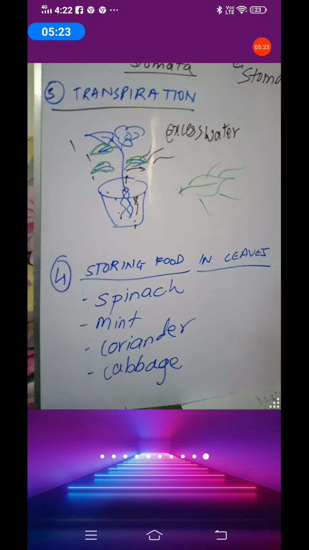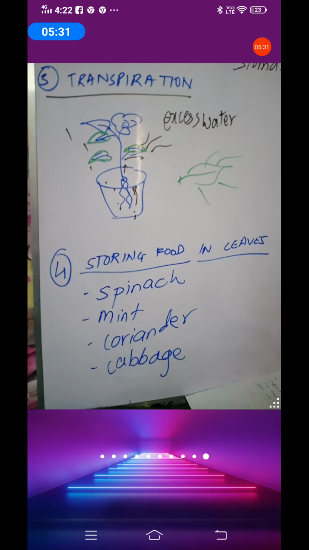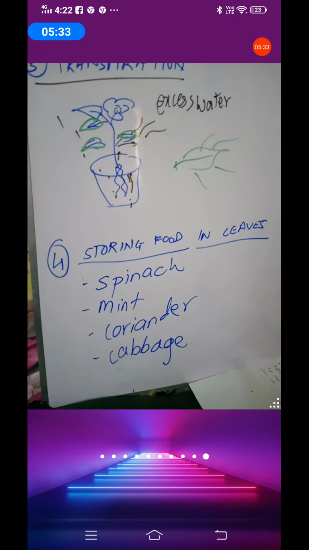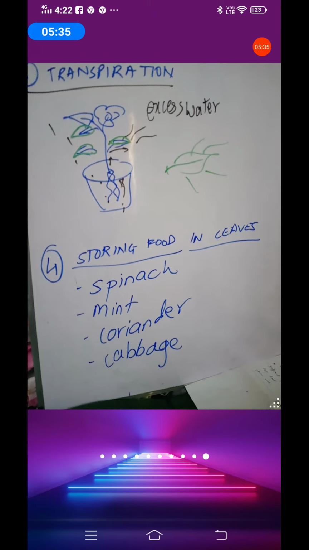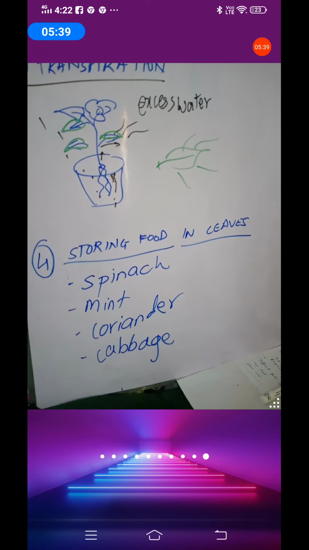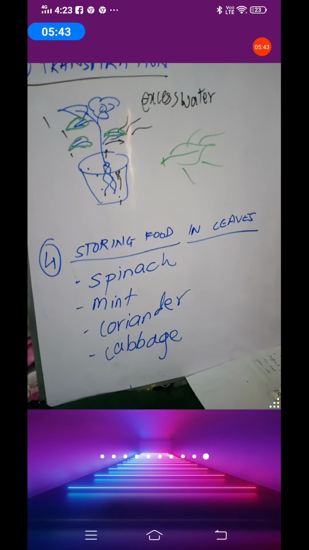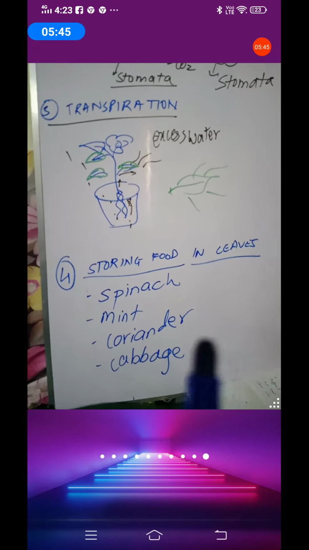Then fourth is storing food in the leaves. We already did this, that plants store food in the stem, roots, leaves, seeds and fruits. So just remember that part. And I told you, certain plants store the food in the leaves. So which are those types of plant? They can be mint, coriander, cabbage and spinach. Right?